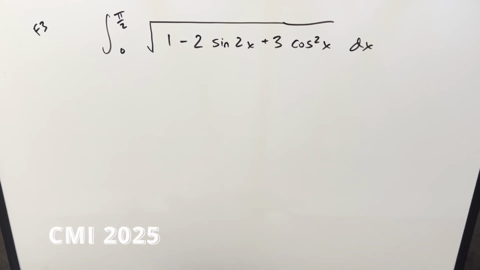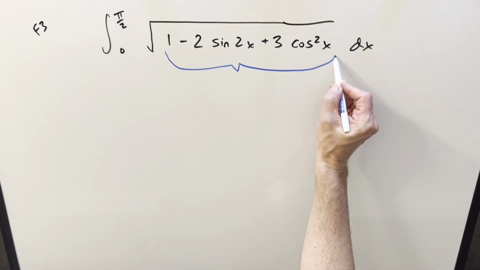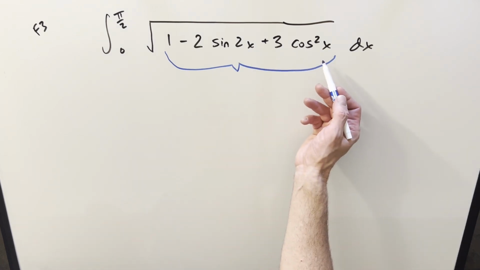Okay, we have a tricky integral from the Chennai Mathematical Institute 2025 finals, number 3. We have the integral from 0 to pi over 2 of the square root of 1 minus 2 sine 2x plus 3 cosine squared x dx. Before we do anything, I think what we need to do is factor this somehow. Particularly, we're going to want everything with just one angle.